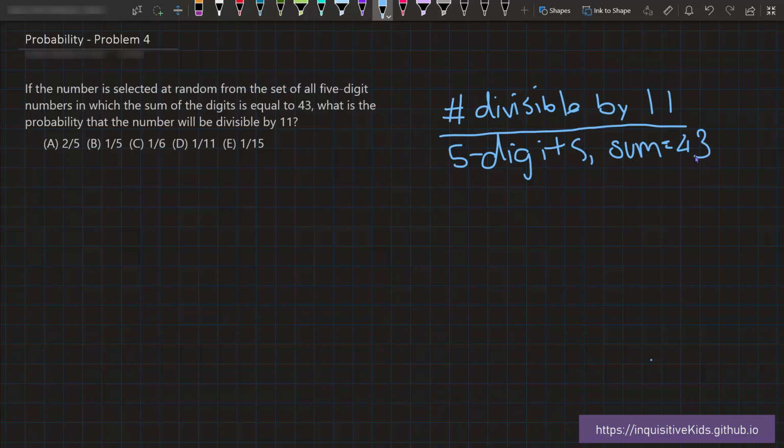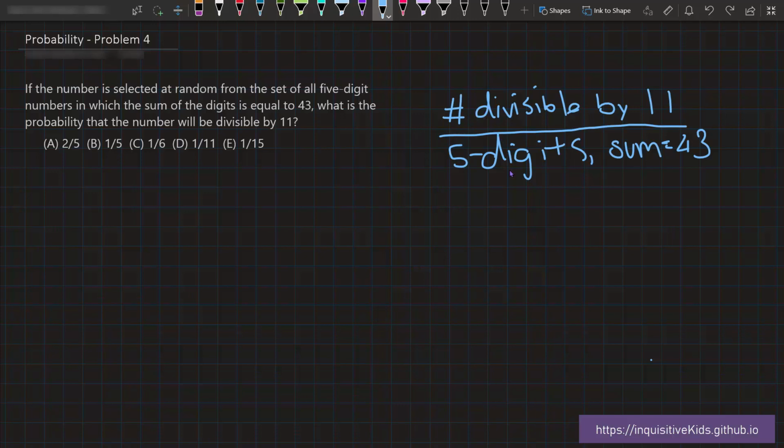Now, you sort of understand what's going on here. It might be a little confusing, but we have our problem here for more context. Anyway, so we need to essentially find how many numbers are divisible by 11 and how many 5-digit numbers there are with a sum of 43 in order to figure out the final probability. So we're searching for two values here.